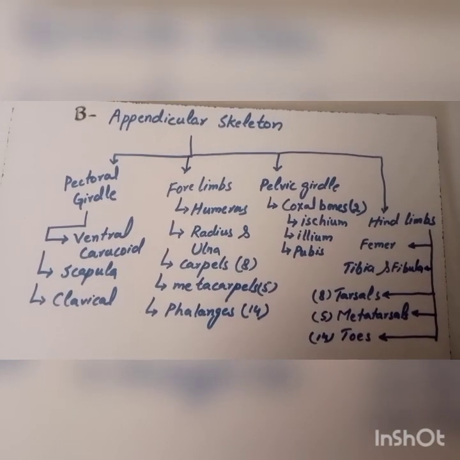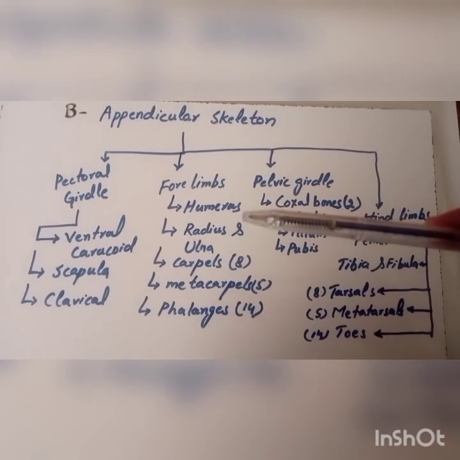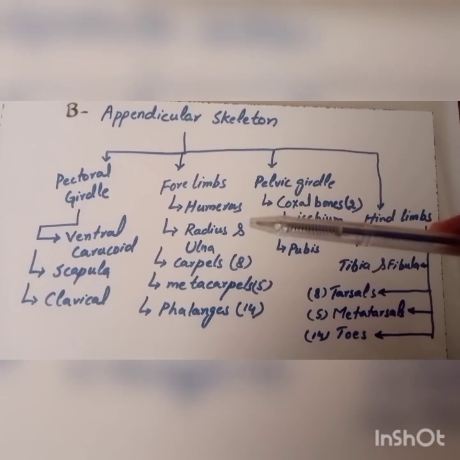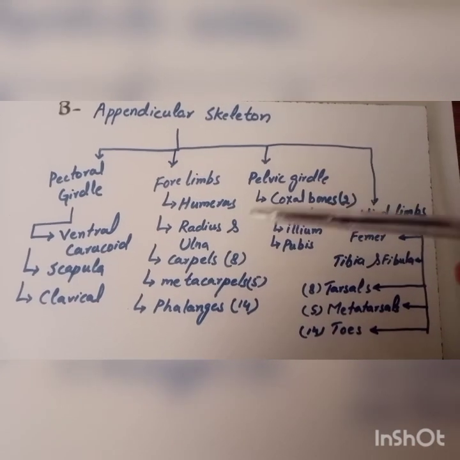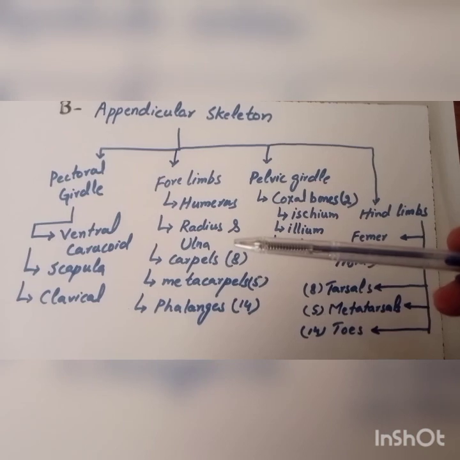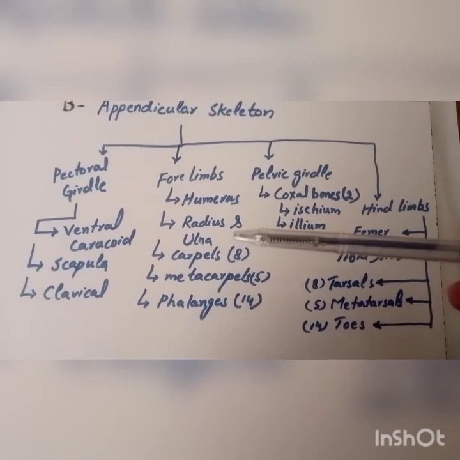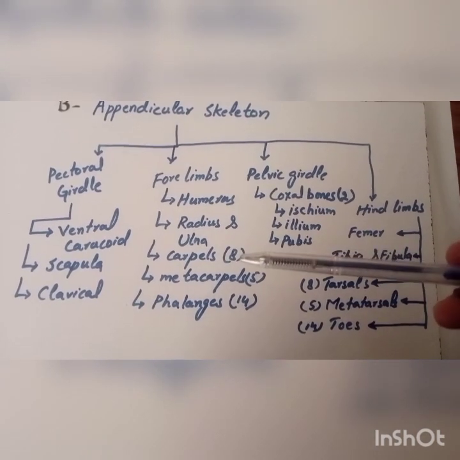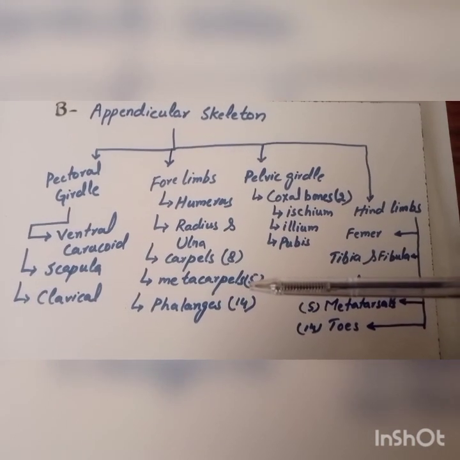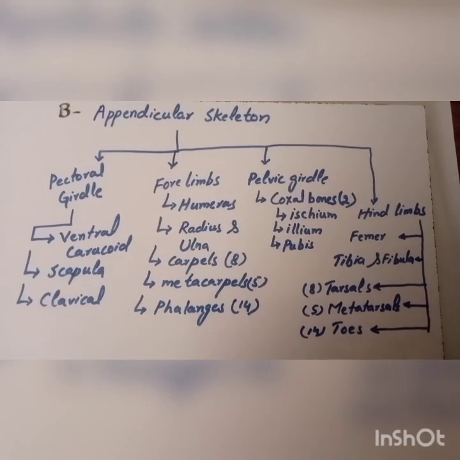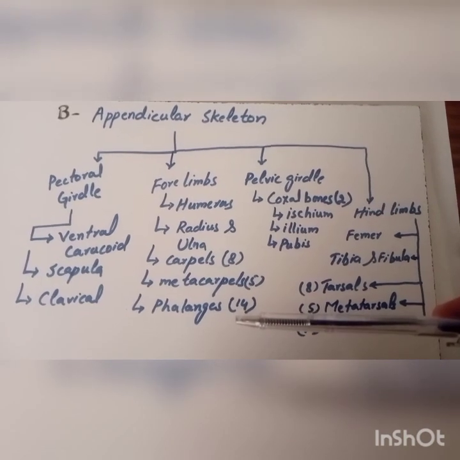Second are the forelimbs. The forelimbs consist of a single humerus, the long bone in the upper arm region, a radius and ulna that are present in the lower arm region, wrist bones known as carpals that are 8 in number, 5 metacarpals in the palms of the hand, and phalanges that are 14 in number.